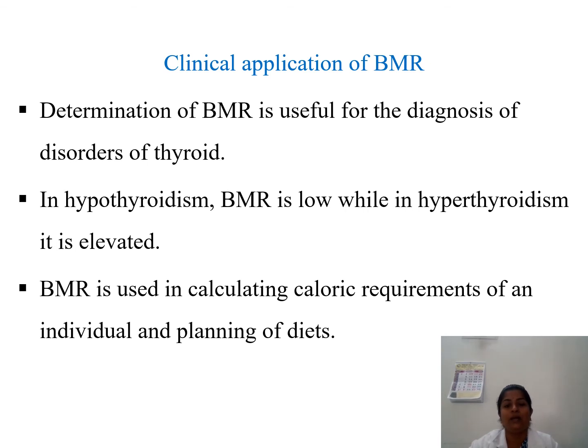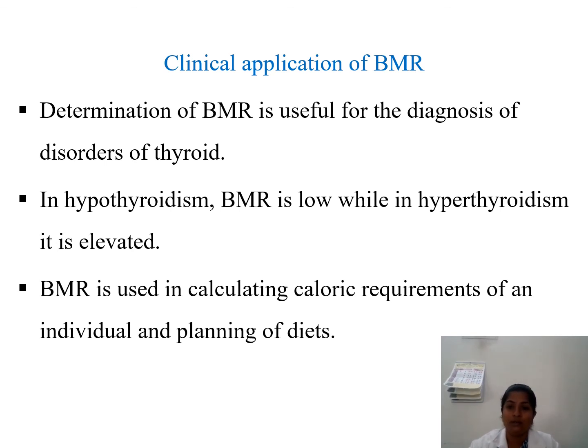And then BMR is used in calculating the caloric requirements of an individual and planning of diets. It should be kept in mind during planning the diet because BMR should be considered as an important factor during planning the diet for an individual based on factors like age, disease state, gender, the level of physical activity and also the hormonal states.